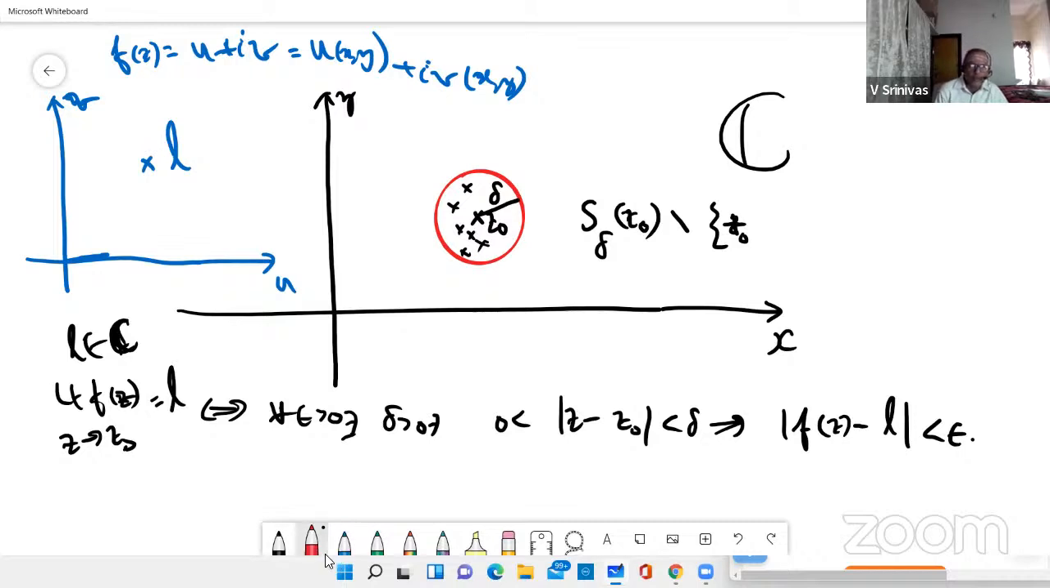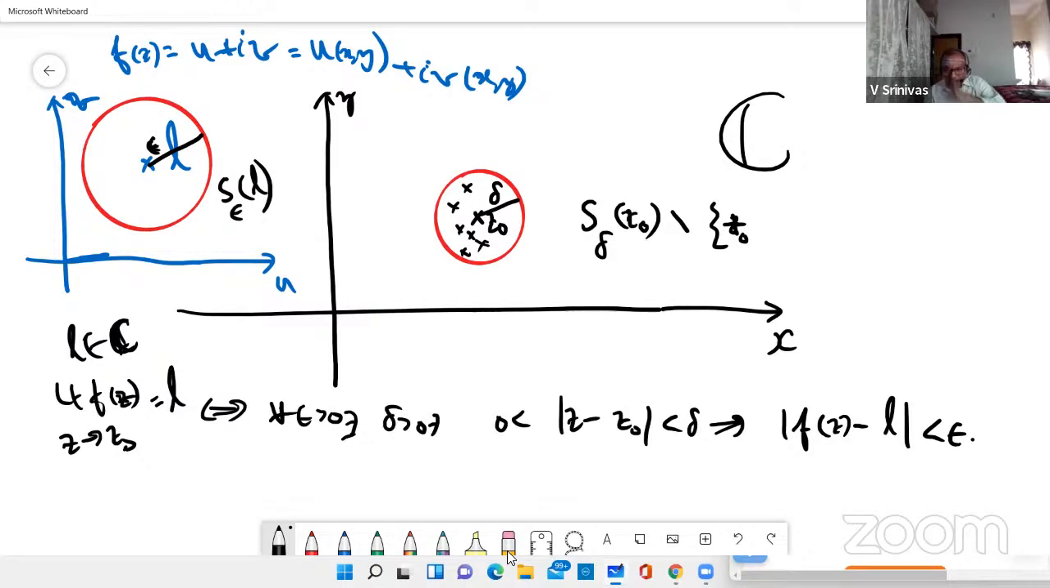You have to take an epsilon neighborhood. This is it. The radius of this circle is epsilon, and the center is L. This is called the epsilon neighborhood of L.